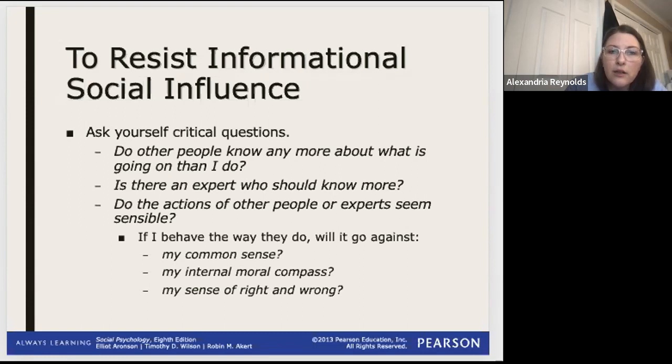Now, let's jump back to that example, looking at being able to resist illegitimate, inaccurate information. If you just stop and think, we can resist this inaccurate informational social influence as long as we stop and think, right? When we are freaking out and not thinking, that's when we're more likely to do something that might be immoral or wrong, or against our common sense.